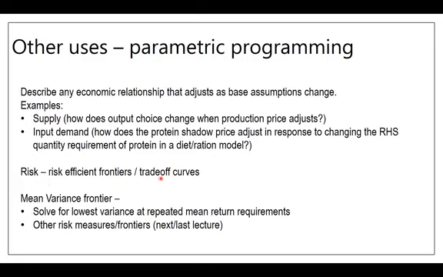Risk-efficient frontiers and trade-off curves. In residency, we looked at the mean variance frontier. That was repeatedly solving for the lowest variance at different expected returns, right? So you put together a minimum return requirement, solve the model for the lowest variance, put together a new minimum return requirement at a higher value, and solve for a new variance, right? And then we expect that to go up and give us a picture of the mean variance relationship facing the firm as a decision entity. Other risk measures, that's what we'll cover in our last short lecture here.